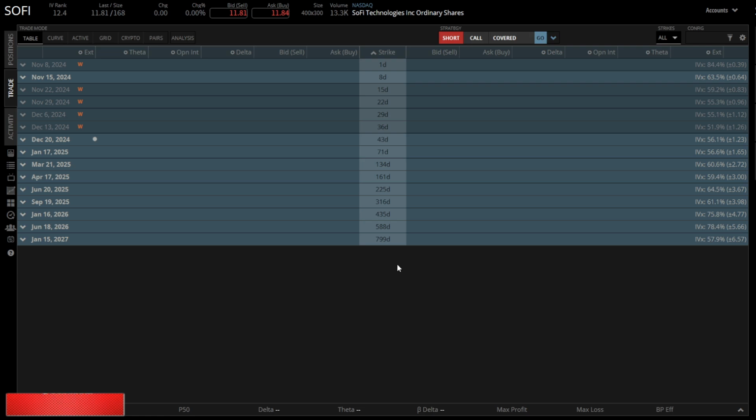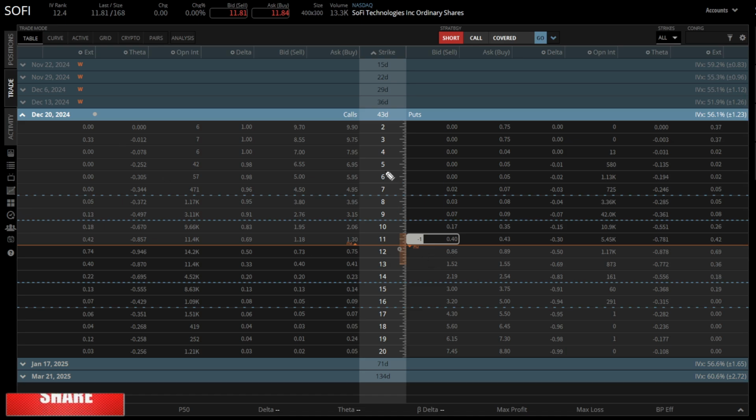So going here to TastyWorks, as you guys can see, I have a trade open here on SoFi, which is SoFi Technologies ordinary shares. I opened this trade on, I think, the 29th of October. I'm going to show you the spreadsheet in a second. When I opened this trade, it was pre-earnings, and I got $1.